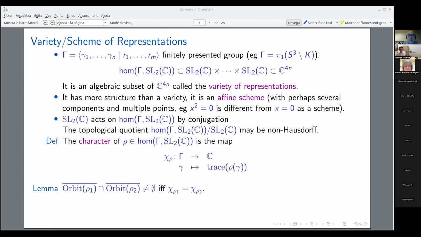So given a representation, its character is this map. And this is used to look at the quotient. And there is, for instance, the following lemma that is easy to prove.